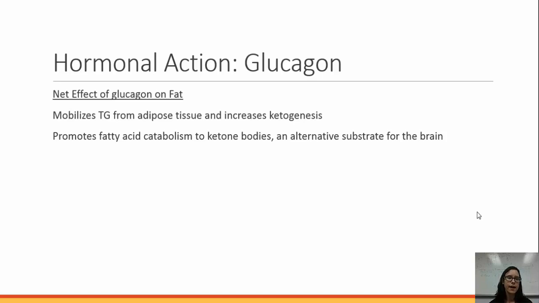So for fat, glucagon again is saying we don't have enough. So it signals the mobilization or breakdown of triglycerides from adipose tissue, saying, okay, we need more of an energy source, and increases ketogenesis because there's not enough glucose available for energy production. It also promotes fatty acid catabolism to ketone bodies so that the brain can have an energy source.